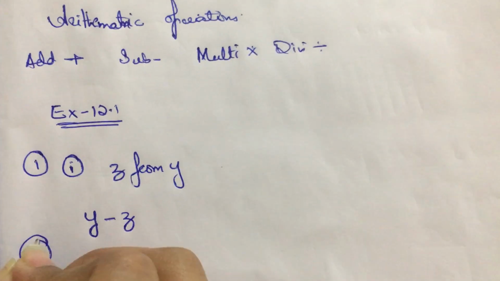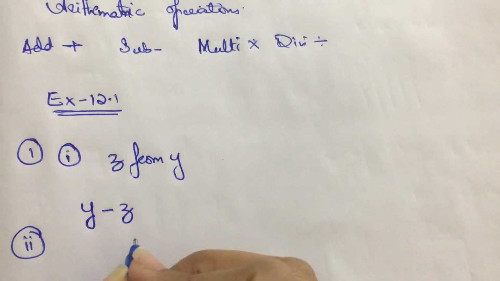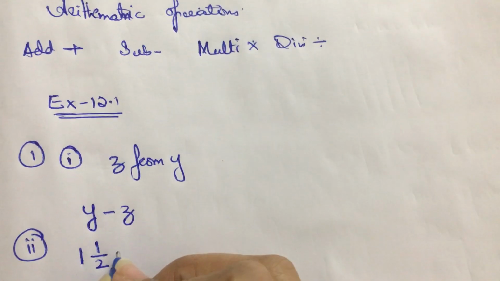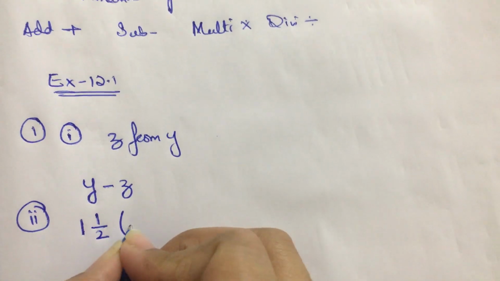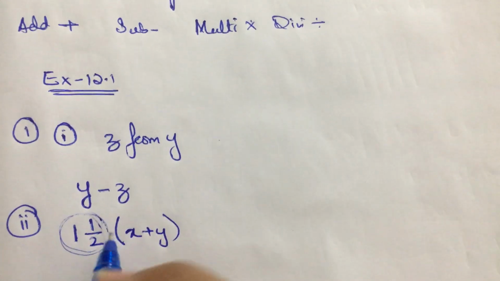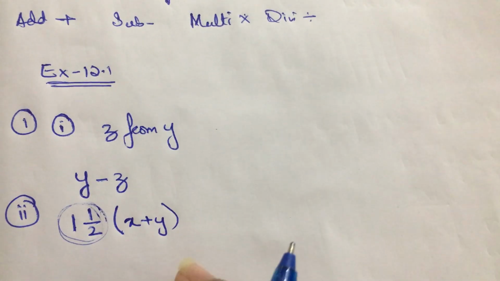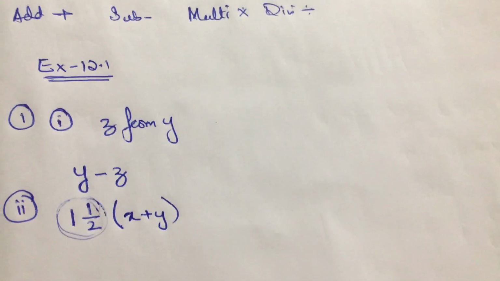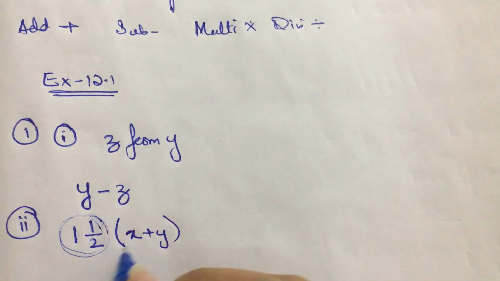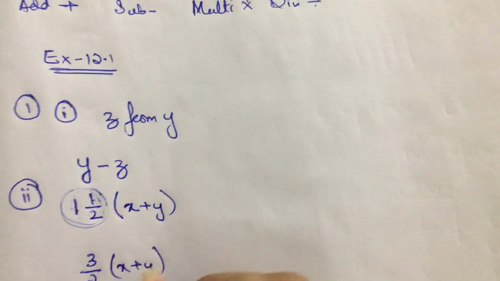The second one is 1/2 of the sum of the numbers x and y. 1/2 of the sum. Of means multiplication, sum of x and y, x plus y we are going to do. So 1/2 means, hold it in your hand, upside down, other way around, hold the tip, and then do it freely. So if I do it, 2 ones are 2 and 3, so it becomes 3/2 of x plus y will be the answer for this one.